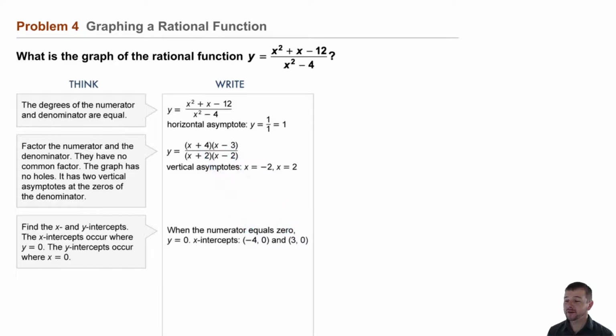And then to find the y-intercept, substitute 0 for x, and rewrite the function as y equals 0 plus 4 times 0 minus 3 over 0 plus 2 times 0 minus 2. Simplifying, that equals 3. So the y-intercept is (0, 3).